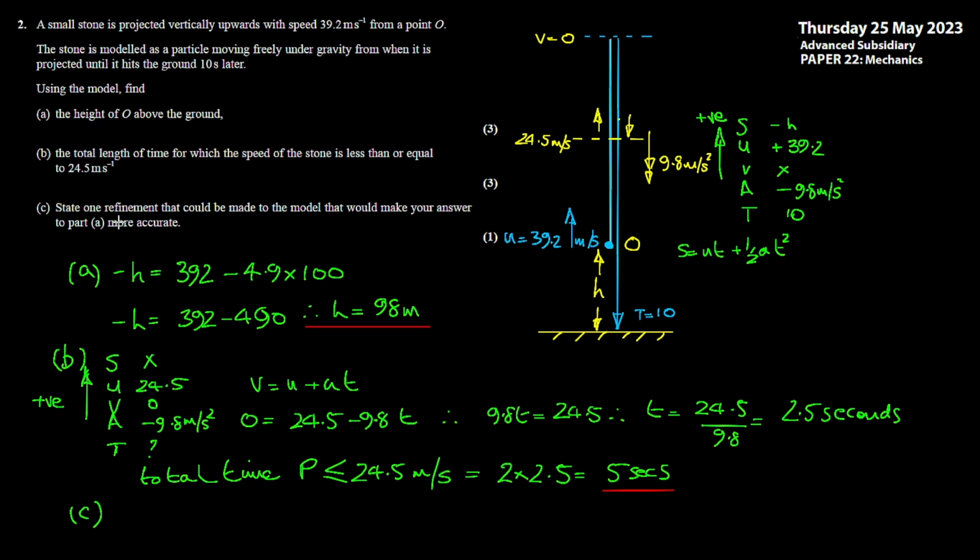So part C is one of these silly questions, really. State one refinement that could be made to the model to make your answer more accurate. Well, I think what it means is more realistic, more aligned with the real world. So to make this model more accurate, you'd have to say that the stone shouldn't be modelled as a particle. That would be one. Air resistance would be another one. But these make the maths much more complicated. Let's stick with the particle argument. So words similar to those will get you your 1 mark.